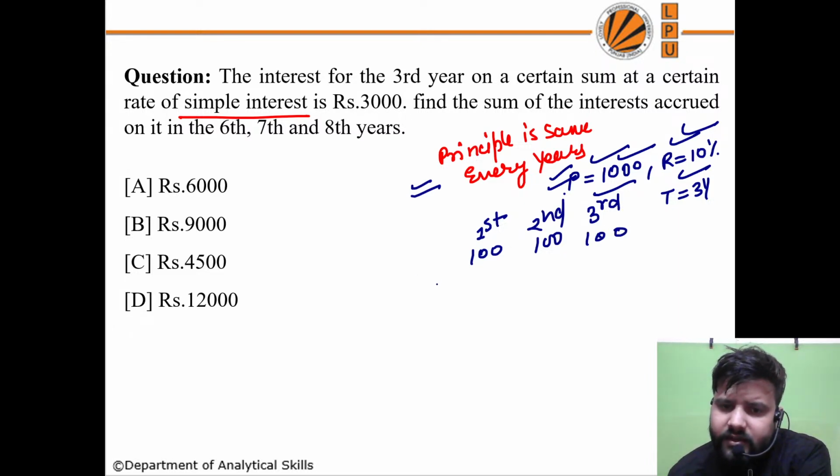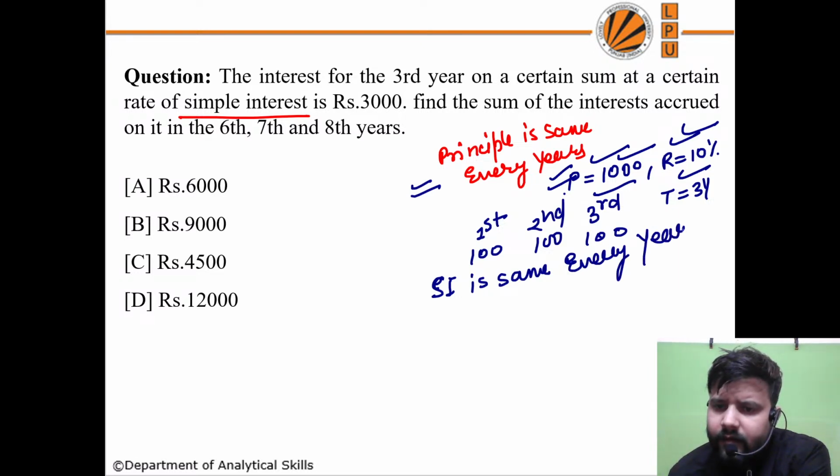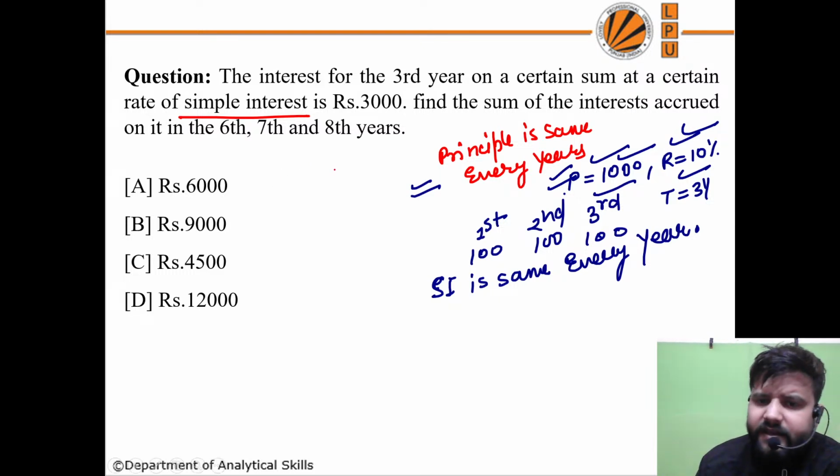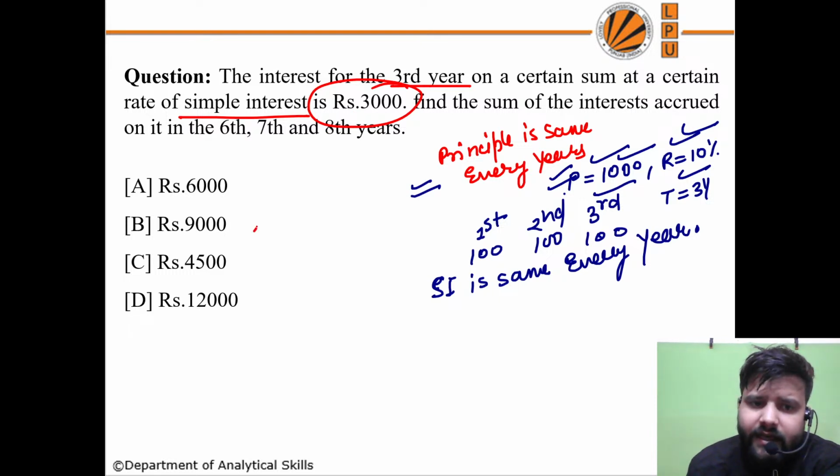So what is the concept? SI is always the same every year, because the principal is the same and the rate of interest is also the same. Now the question says interest for the third year is 3000. It means interest for the first year will also be 3000, for the second year also 3000, and for every year it will be 3000 only.